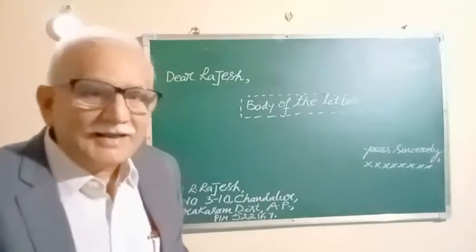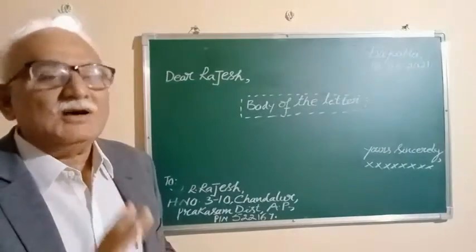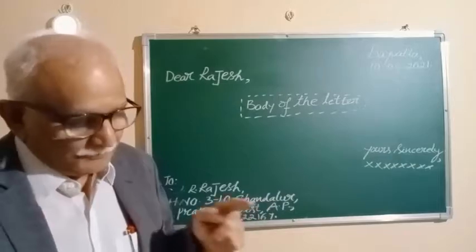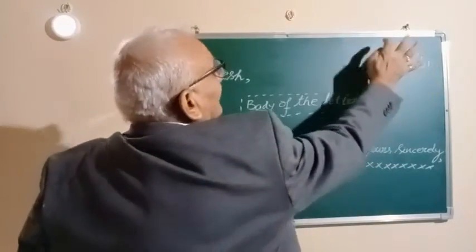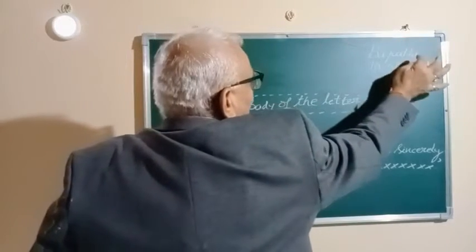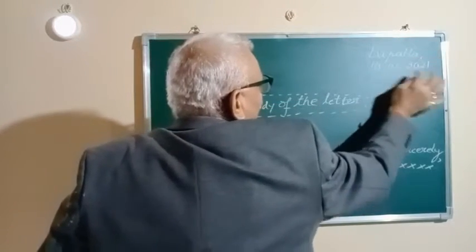Now, a letter has 6 components or 6 parts. The first one is the heading, we call it. The heading is on the right hand side. You write your full address, place, comma, date, full stop.